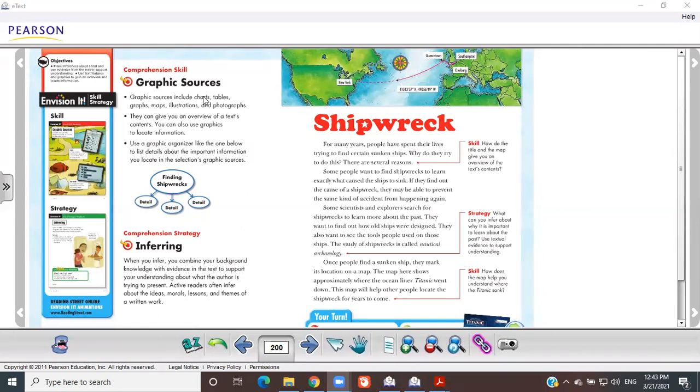As you can see here, the charts, the tables, the graphs, the maps, the illustrations, and the photographs are all things we see in the story. Khalid, your mic was lagging, so that's why. So the graphic sources are things that we see, and it makes it what? It makes it easier for us. Very good.